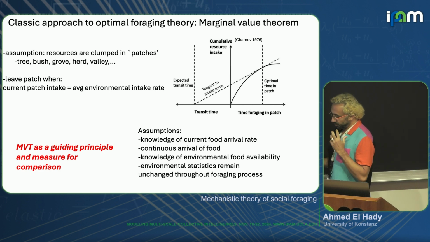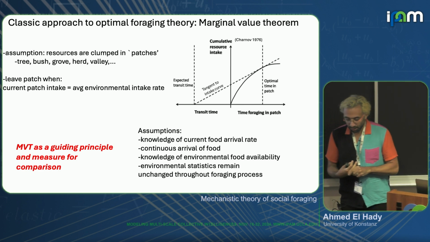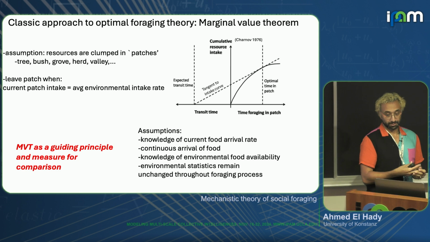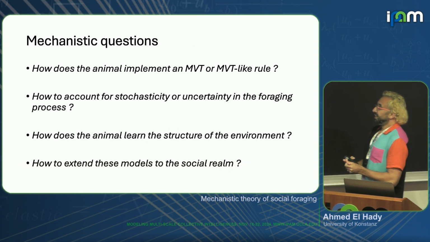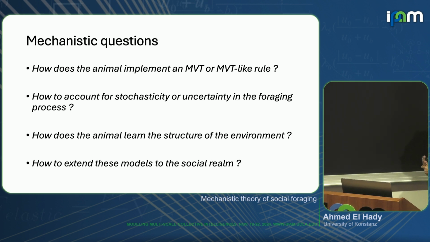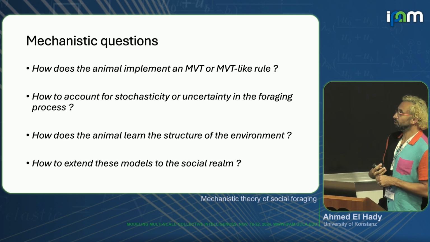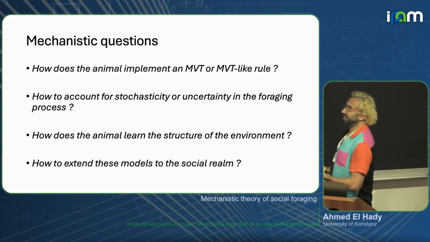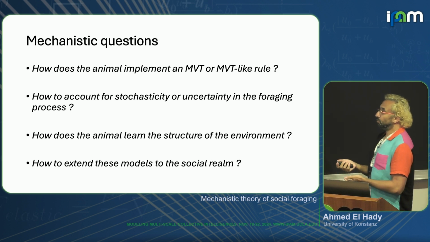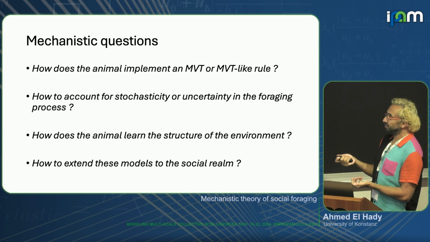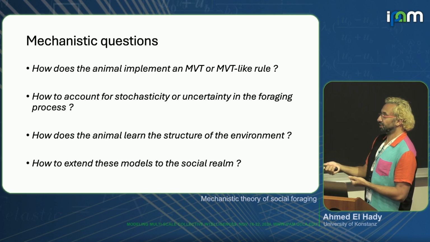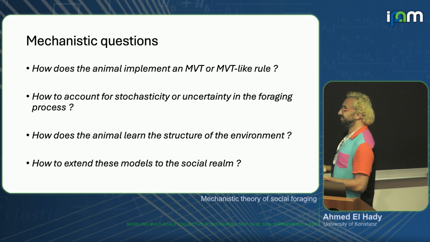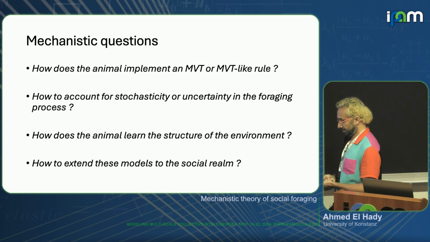When I was searching for where to begin posing modeling questions when it comes to foraging, I began to ask the following mechanistic questions. Even if the marginal value theorem holds, how would the animal implement it? It doesn't tell me how. What happens if there is stochasticity, both in the environment or in the foraging process itself? Of course, the basic question of how the animal learns the structure of the environment, and whether we can extend it to social foraging.